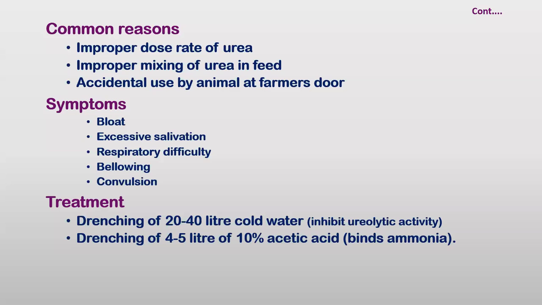What are the common reasons for ammonia toxicity or urea toxicity? First, the improper dose rate of the urea. Second, improper mixing of the urea in the feed. And third, accidental use by the animal at the farm store. Sometimes the animal suddenly consumes a large amount of urea.